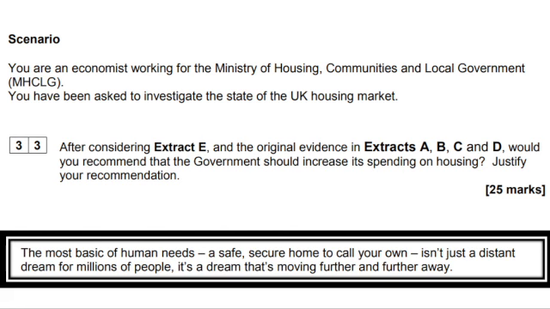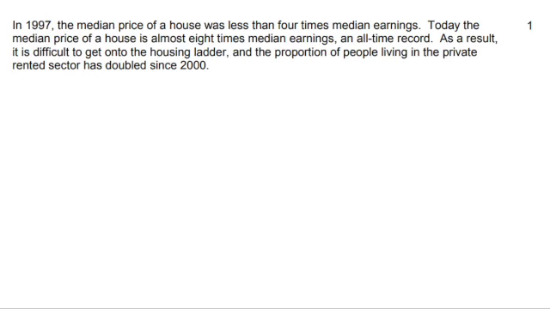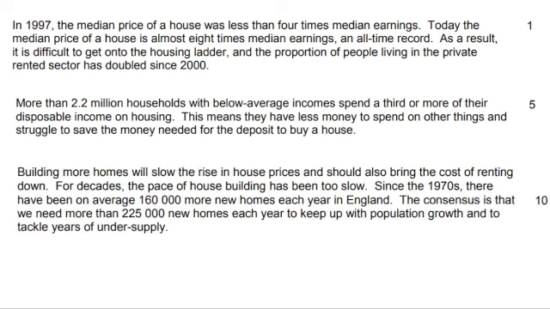So whilst reading parts of the extracts to consider what the structure of the answer can be, hopefully what we'll do is highlight how important that application is. So I've picked out some key information. And if we consider how the median average has changed, so for example, the median house price is almost 8 times the median earnings. The difficulty in buying a house with 2.2 million households with below average income.